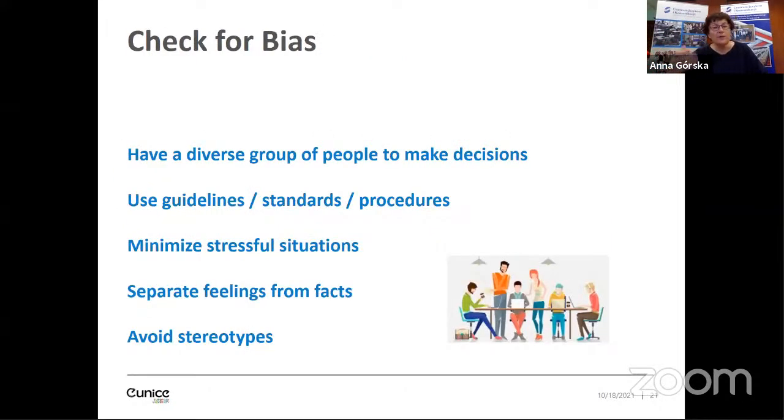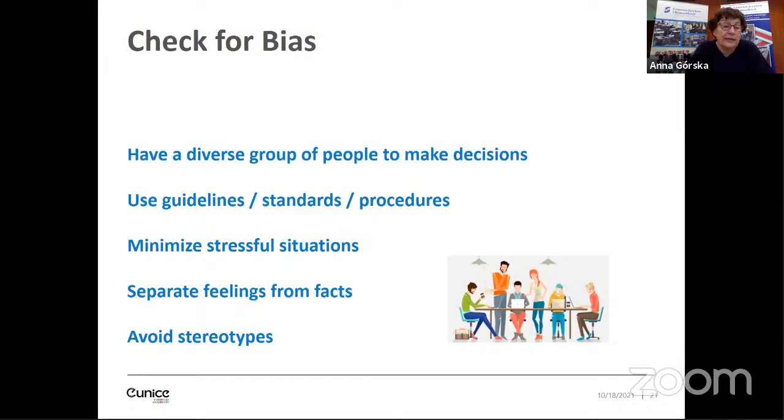And if you remember, one of the recommendations was also checking for bias. So we can devise certain techniques or procedures. We can develop certain procedures to help us. So for example, if we want to make difficult decisions, we may decide to work in a group of diverse people, people coming from different backgrounds. This might be helpful in mitigating bias.